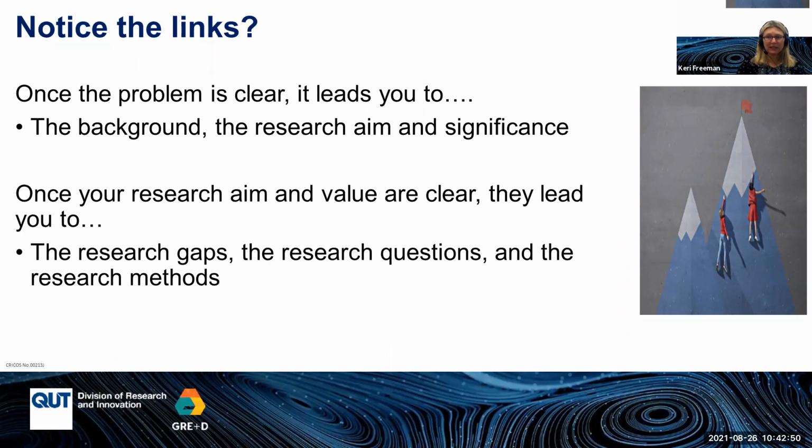Once we are really clear on what the problem is, then we can begin to say, okay, well, what's the background to the problem? How have we got to this problem? What's missing? Then we're going to have our clear research aim, which leads us to the significance. And once we know our aim and our value, then we can start to look at the gaps and develop our research questions. And then from there, our research methods.